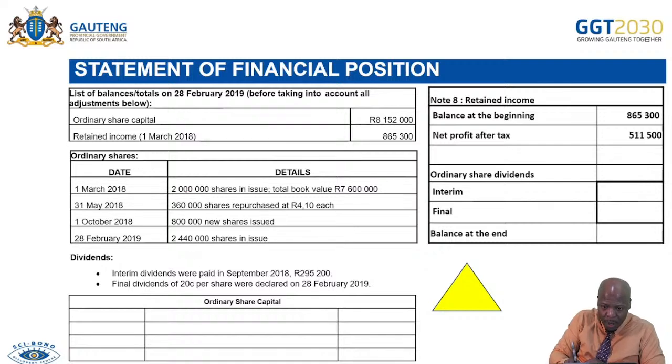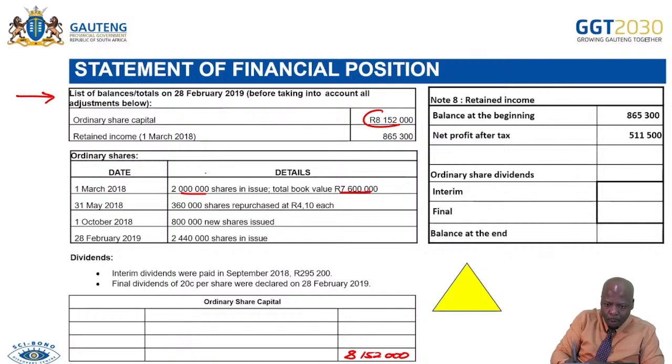So to begin with, we are told 2 million shares are in issue and their book value is 7.6 million. All right. But one interesting and very important thing is to consider the amounts that are given in the list of balances here. As you can see, you have ordinary share capital here, which is 8,152,000. So I'll take that amount, which is my balance at the end. So I'm just going to bring it here at the bottom. That is my 8,152,000. Okay, so I bring it right here at the bottom.